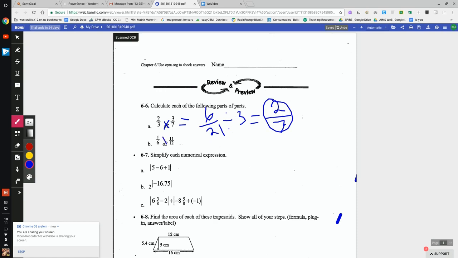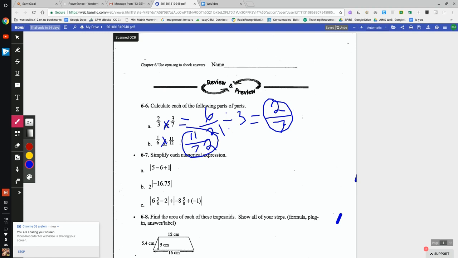Same thing, 1/6 times 11/12. 1 times 11 is 11. 6 times 12 is 72. And that cannot be reduced. Factors of 11 don't have anything in common with factors of 72.